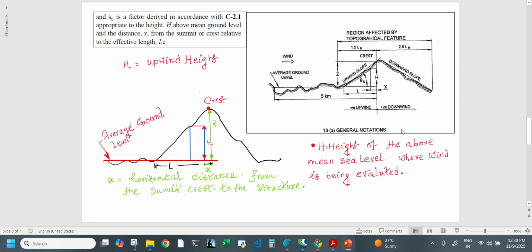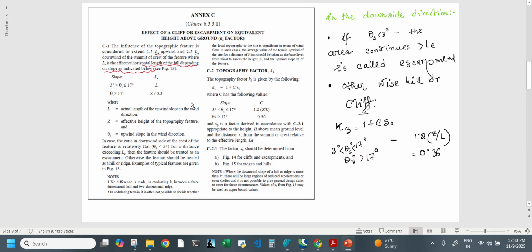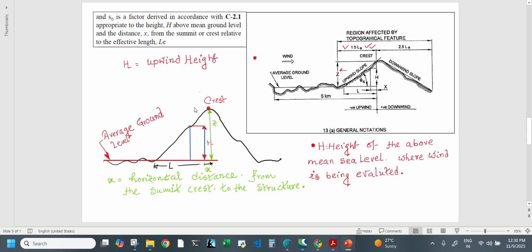Let's see what LE actually is. This is in the upwind direction, as annexure C mentions. Suppose this is the source of the wind and this is the upwind direction, it faces towards the source, so it is the upwind face, and the upwind effective length is LE. Within this area the influence of wind occurs, 1.5 LE in the upwind direction and 2.5 LE for the downwind direction. Okay.